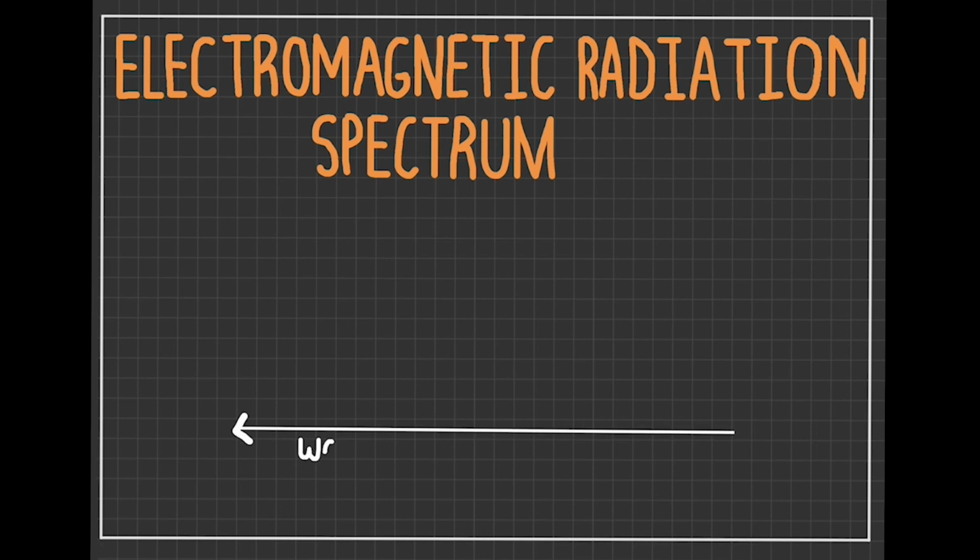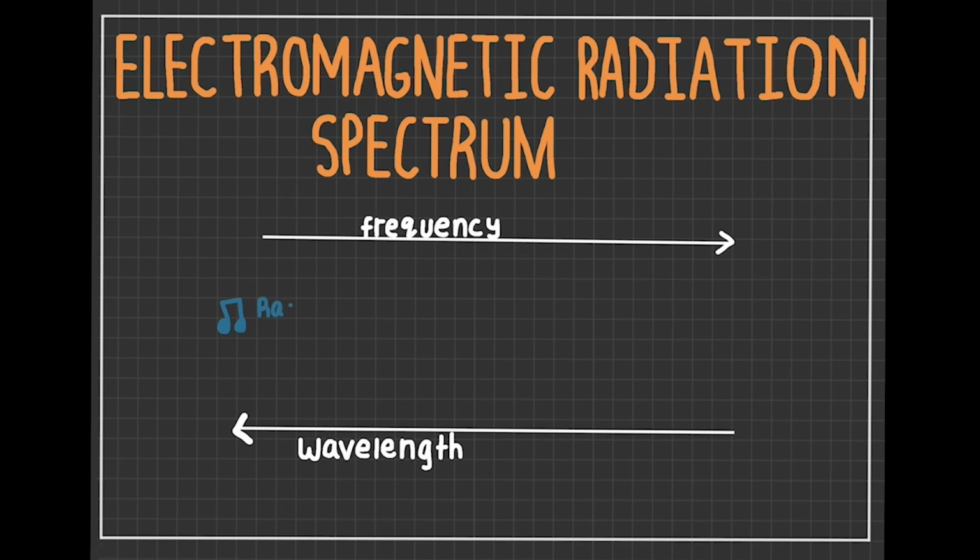There is something known as the electromagnetic radiation spectrum. We begin with radio waves. These have the largest wavelength and the lowest frequency. Next is microwaves. And if you're now thinking of the kitchen appliance, you wouldn't be wrong, as that is the very type of radiation that microwaves emit.